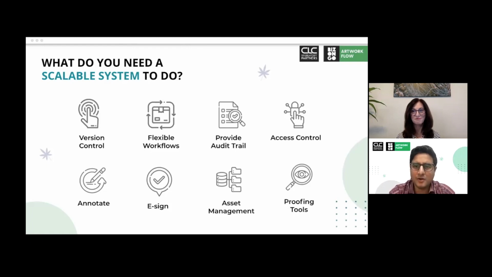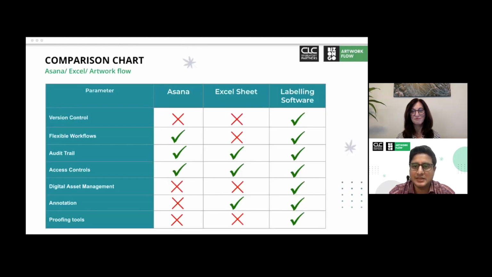Right. And when we talk about scalable systems, it can start from anywhere. You can have a basic system like Excel where you're just managing all of your projects. But it quickly becomes unscalable as you start managing multiple projects, multiple labels, and you start scaling up. From there, you can move to a simple project management tool like Asana.